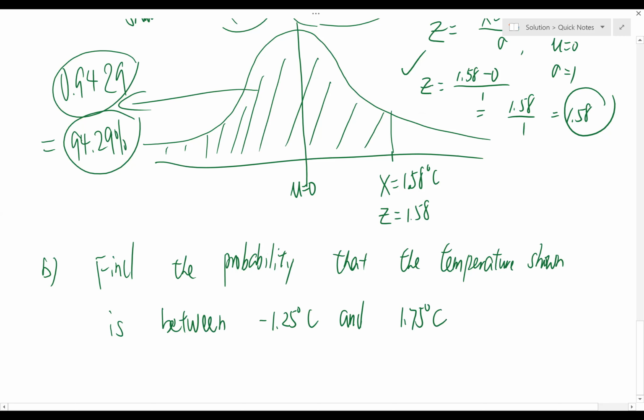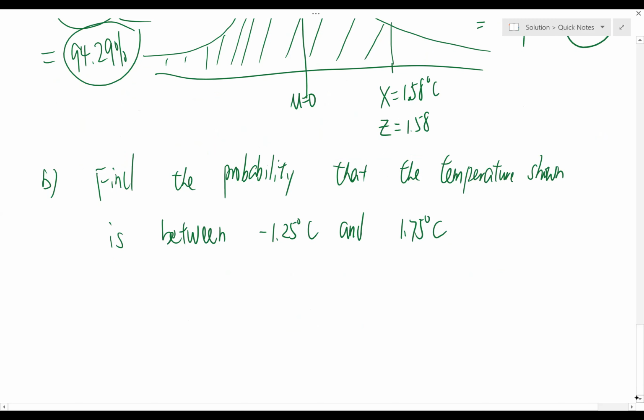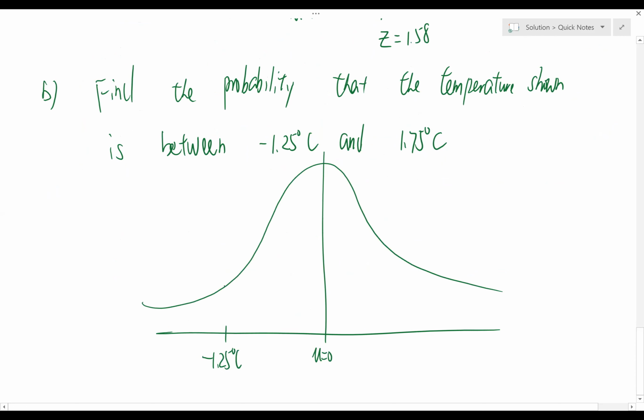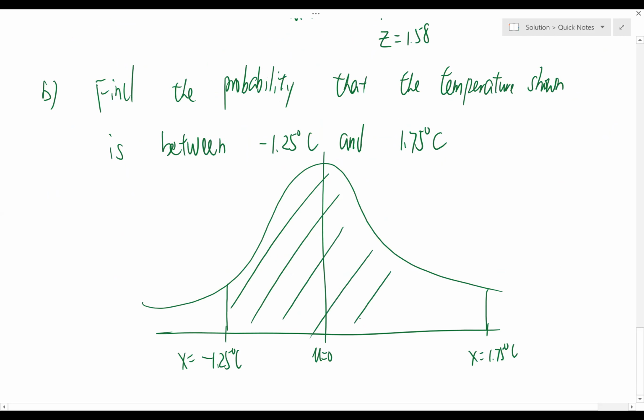So now you're looking at the in-between. The temperature in the middle is 0, right? It's the freezing point. So now you're looking at negative 1.25 Celsius on the left of the 0, and 1.75 on the right. And you're looking at the probability associated with those two temperatures, the probability between those two temperatures.